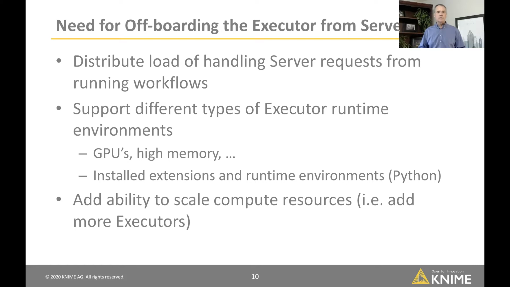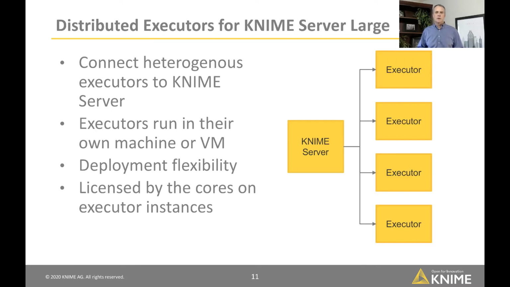You can also support different types of executor runtimes. So you might want different versions of Python, or you might want to be able to have GPUs on certain machines. With distributed executors, you can do that. And offboarding the two also makes it available for you to add more executors. So you just add more compute power when you need it. That's called scaling out.